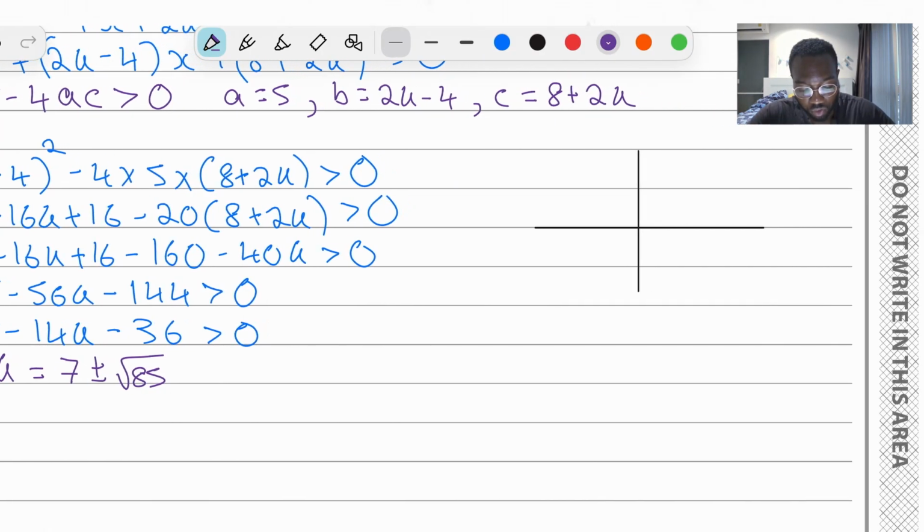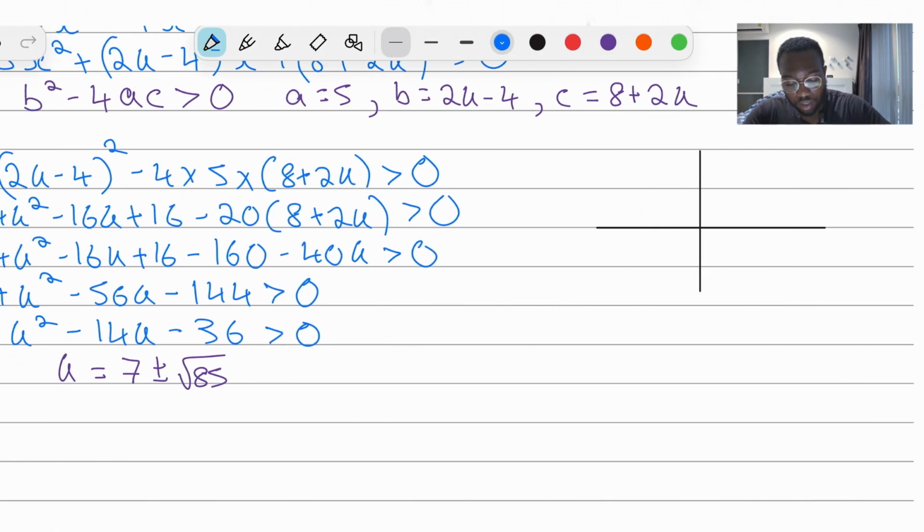What does that mean? Well, if we draw the quadratic graph here, it will be a positive quadratic graph because of the positive k squared. It would look something like this. And we know we'd have two roots here like this. This one would be 7 minus the square root of 85. This one would be 7 plus the square root of 85. And we want it when it's greater than 0. If we want it when it's greater than 0, then it would just be these values here. Okay, it would just be these values here.